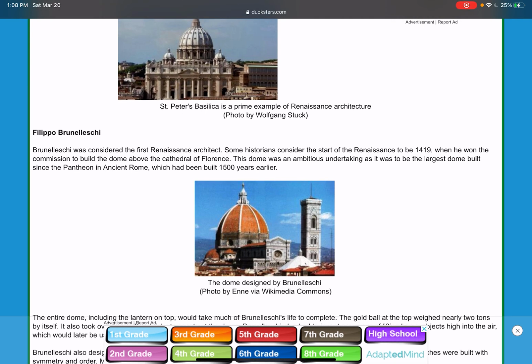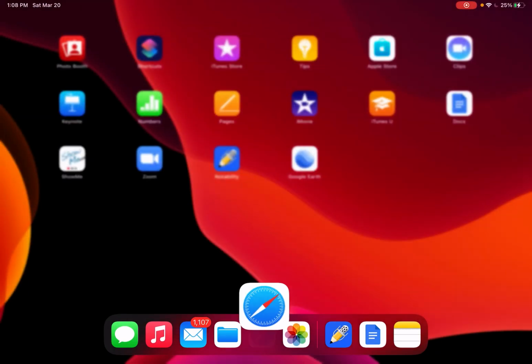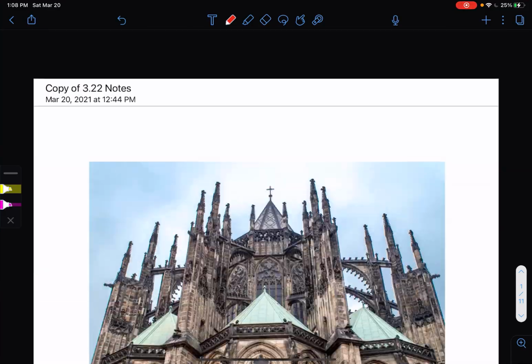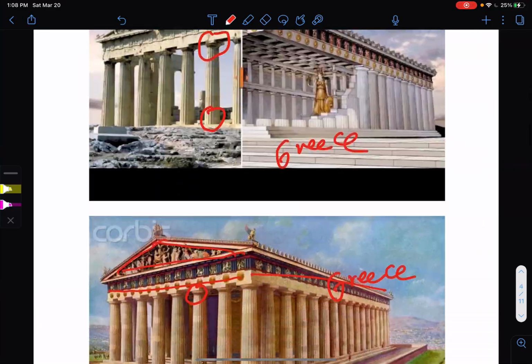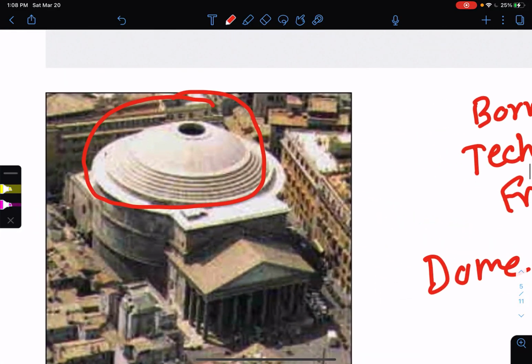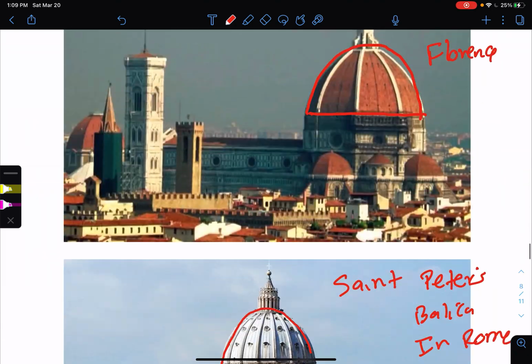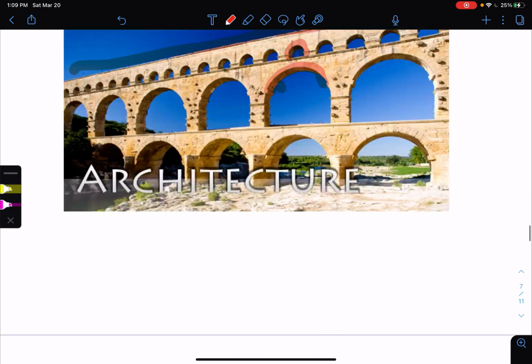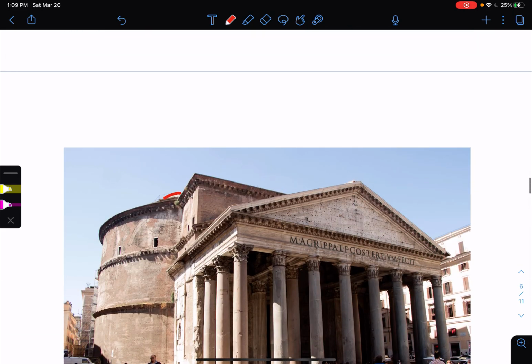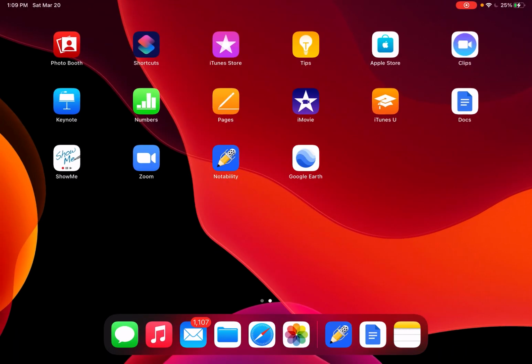The dome was an ambitious undertaking, as it was the largest dome built since the Pantheon. The Pantheon. Remember the Pantheon? This is the Pantheon. This dome was the largest dome built since this dome. Okay. Moving on.